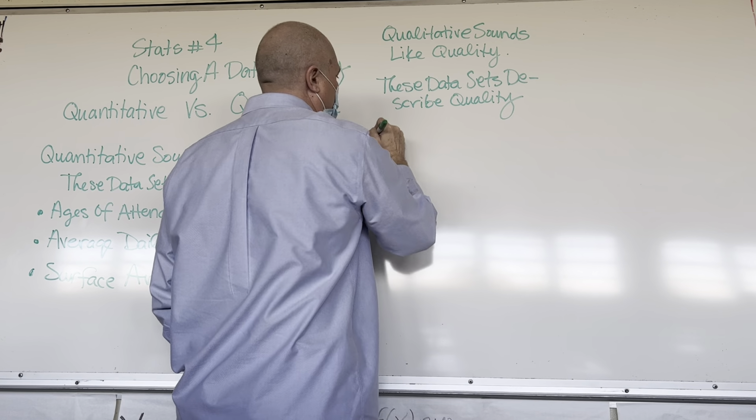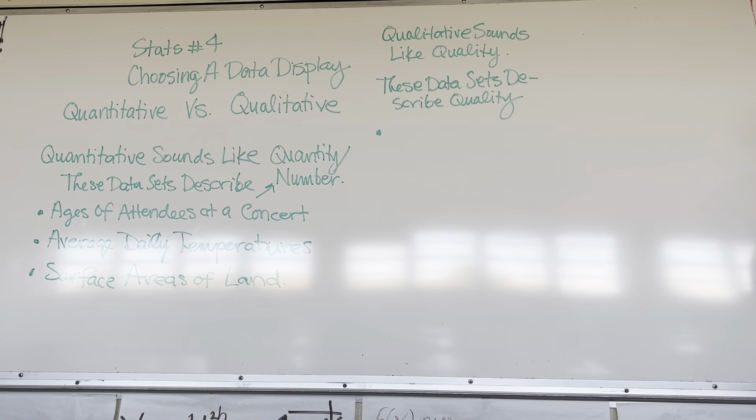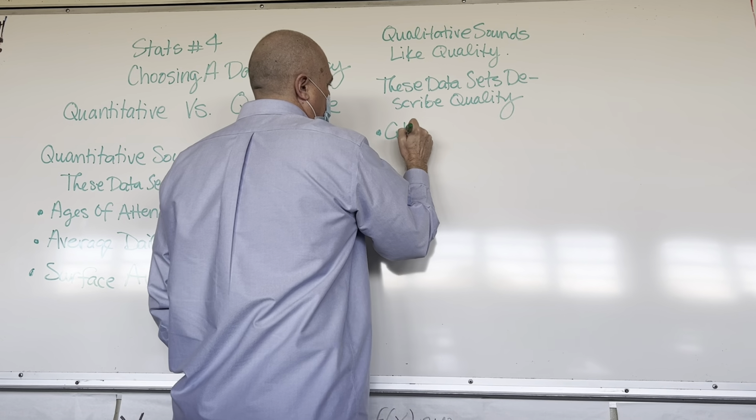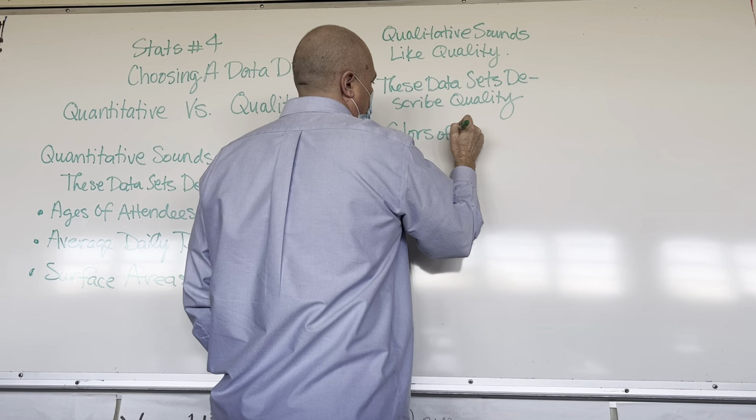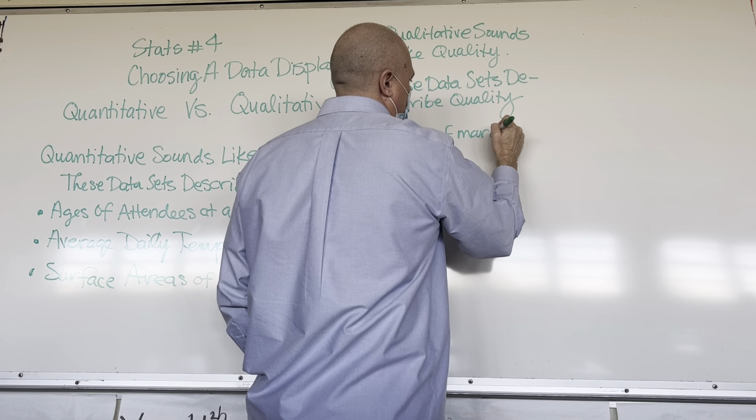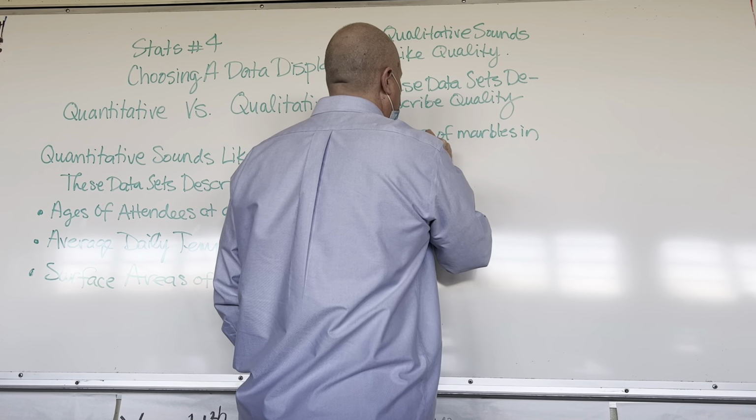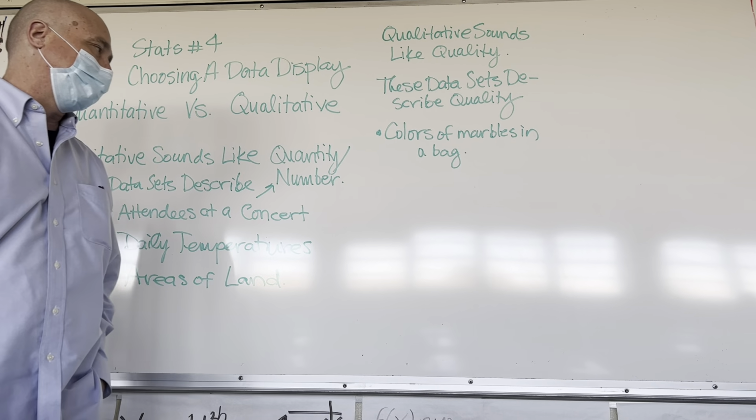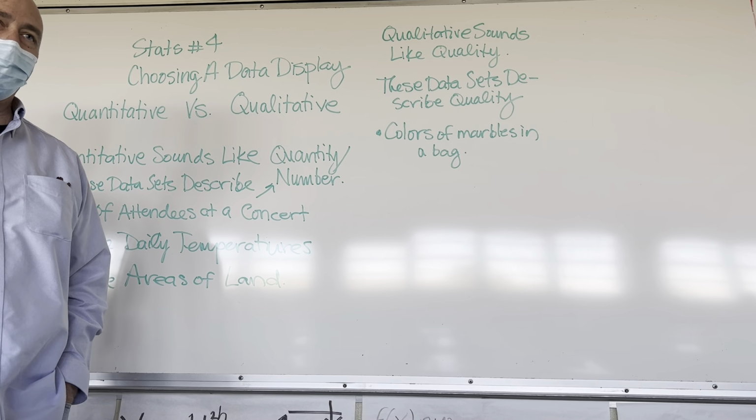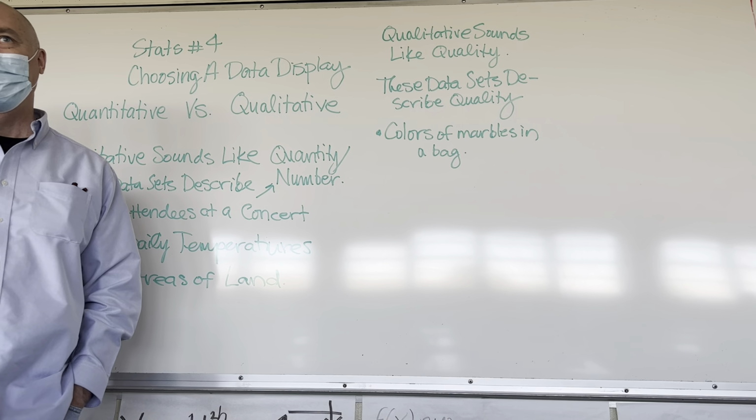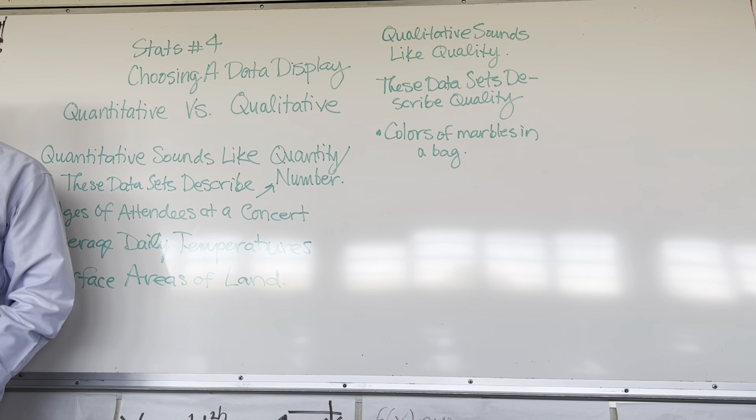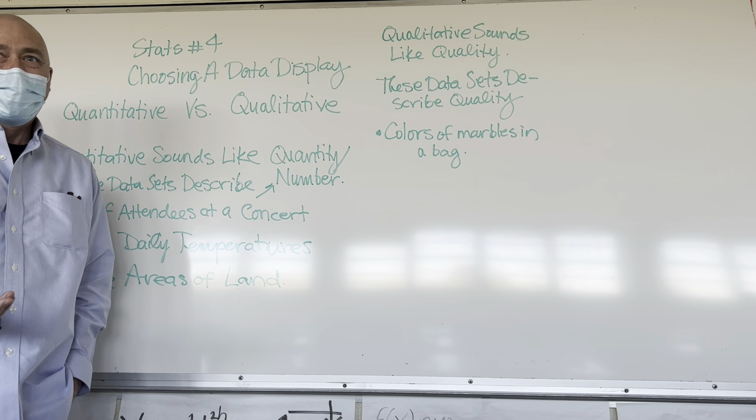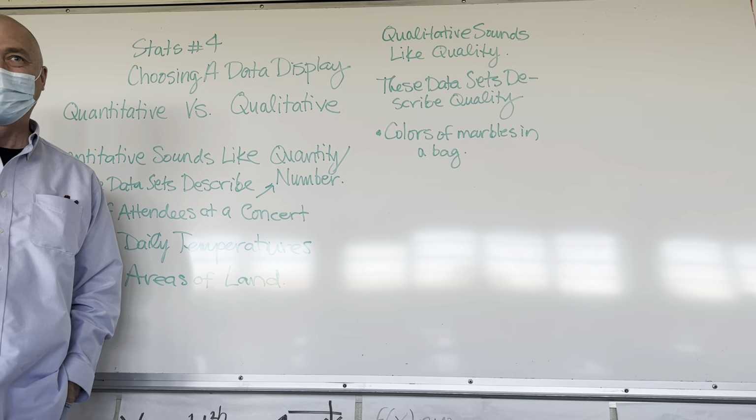All right, let's do the first one. The first one is colors of marbles in a bag. I'm not sure I like that example, but always in statistics classes, they're always talking about the color of marbles in a bag. It's like a universal example. Although probably none of us in this room have ever had a bag of marbles. I don't know if I ever have, and I've lived a long time.